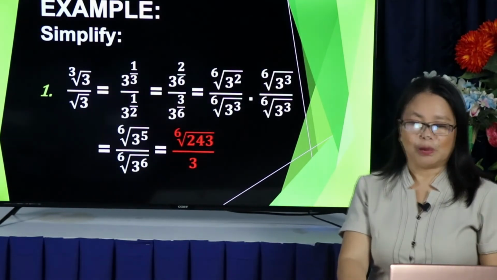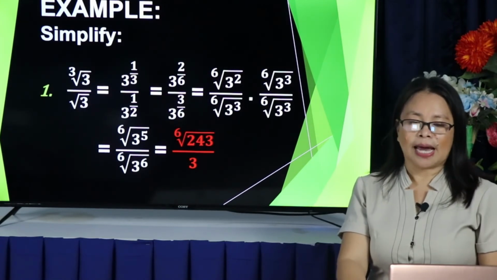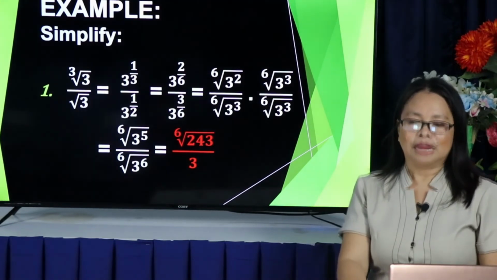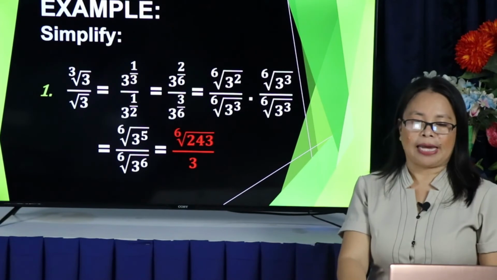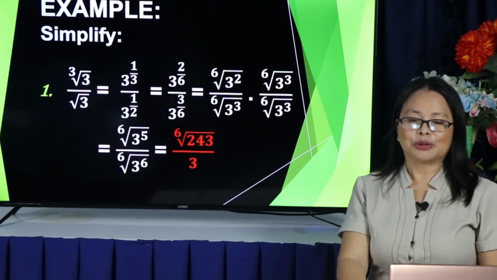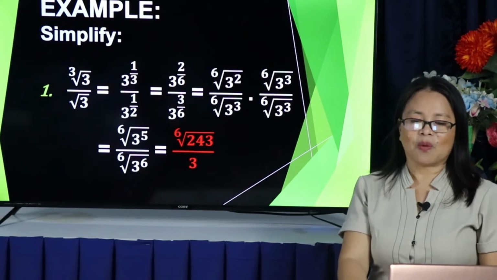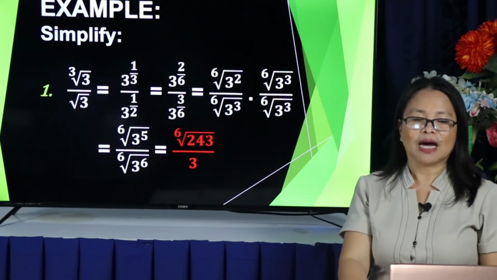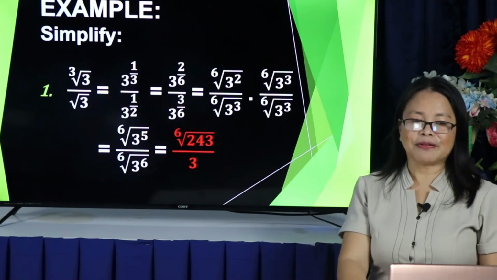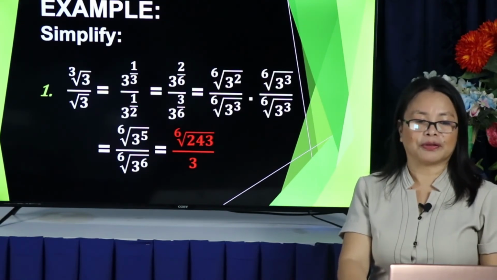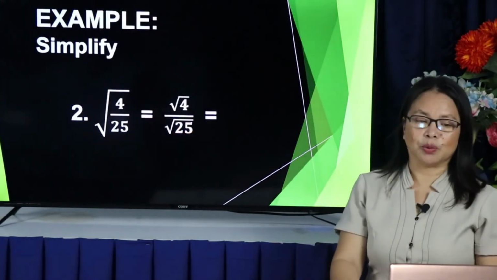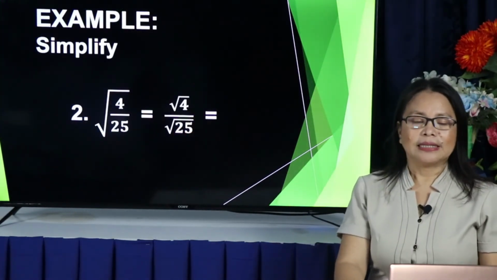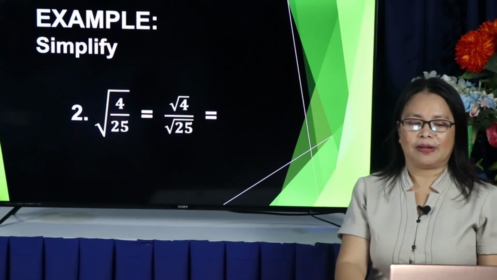Rationalize the denominator so that the denominator will be free from radical. So the product is the 6th root of 3 to the power of 5 over the 6th root of 3 to the power of 6, which is equal to the 6th root of 243 over 3. So the simplified form of the cube root of 3 divided by the square root of 3 is equal to the 6th root of 243 over 3. Number 2, simplify the square root of 4 over 25.